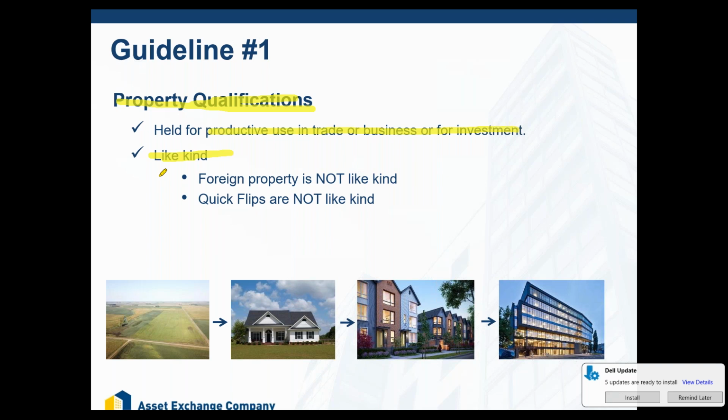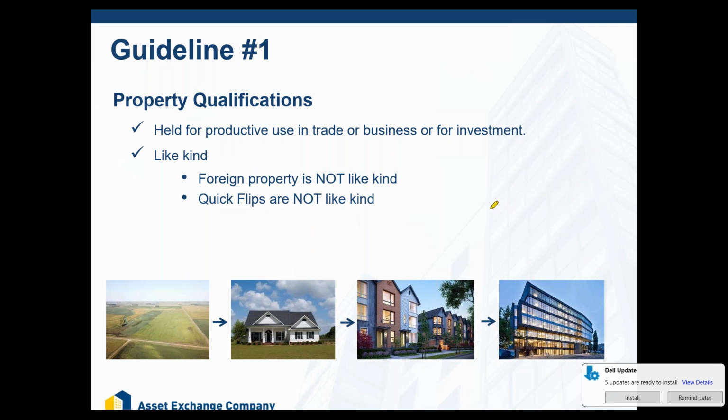Properties involved in an exchange have to be like kind. What does that mean? Well, a lot of people get confused by this like kind requirement. Some people think that, geez, if I sell a 2-unit, I have to buy a 2-unit building. That is not the case, all right? All real estate is like kind. If you sell farmland, you can exchange into a rental home. If you sell a rental home, you can exchange into an apartment building. If you sell an apartment building, you can buy an office building. It does not matter. You can go from California to Ohio, from Ohio to New York, anywhere in the country. You have a lot of flexibility.